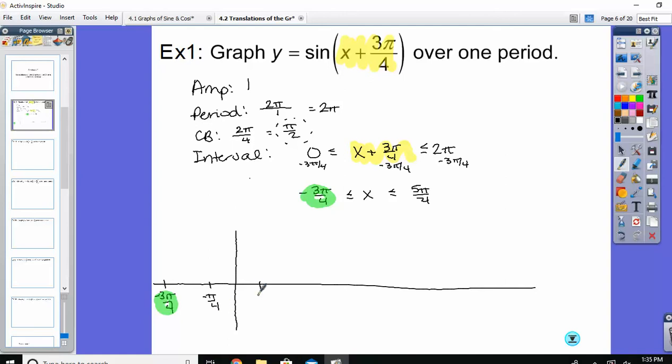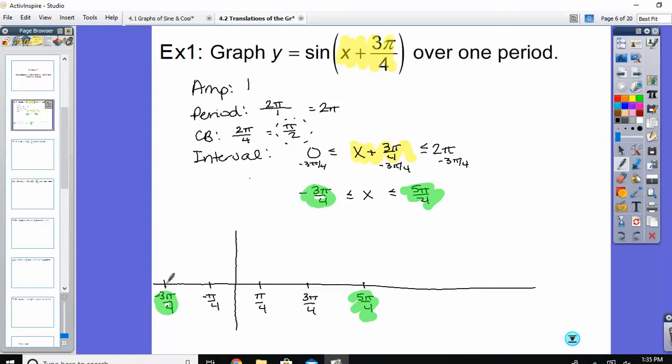Add pi over 2 again, you should get positive pi over 4, again evenly spaced here, plus pi over 2, 3 pi over 4. Need one more point, 3 pi over 4 plus pi over 2, 5 pi over 4. You notice 5 pi over 4 is where our interval was supposed to stop. So it should start and stop to match your interval. 5 total points. Now we're graphing it just like the ones before.